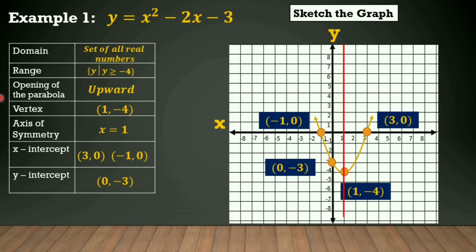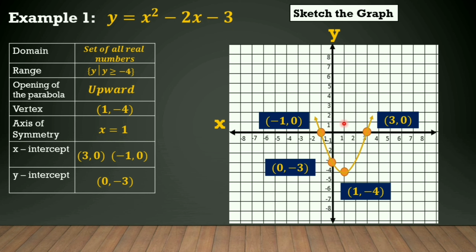Explain lang natin tong mga nakuha natin based dito sa ating graph. So, domain is the set of all real numbers. So, ito yung part na yun. Tapos, yung range naman natin, dito banda sa y, these are the set of all y values such that y is greater than or equal to negative 4. So, meaning hanggang dito lang siya. From negative 4, yung range natin is from negative 4 lang up. So, yun lang yung mga possible values ng y natin.